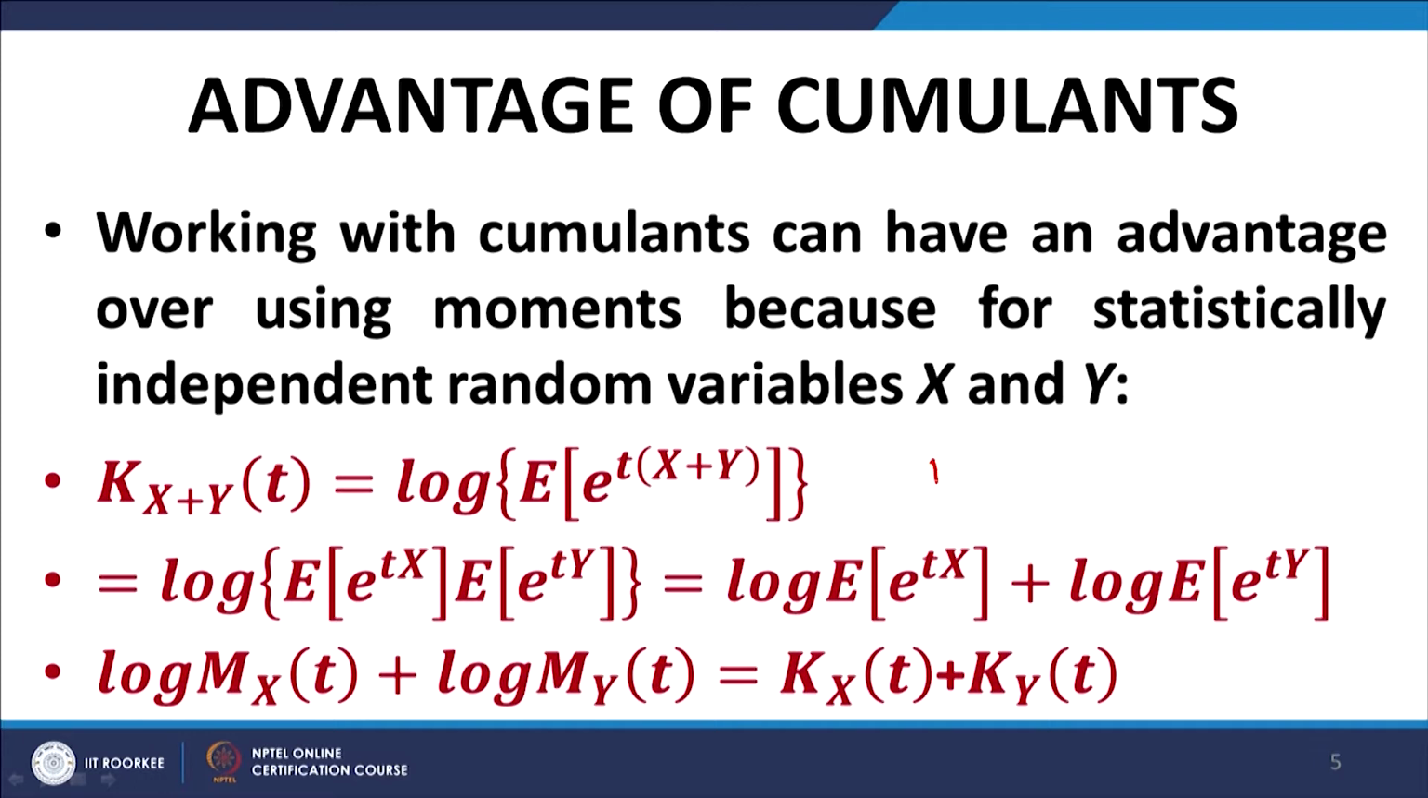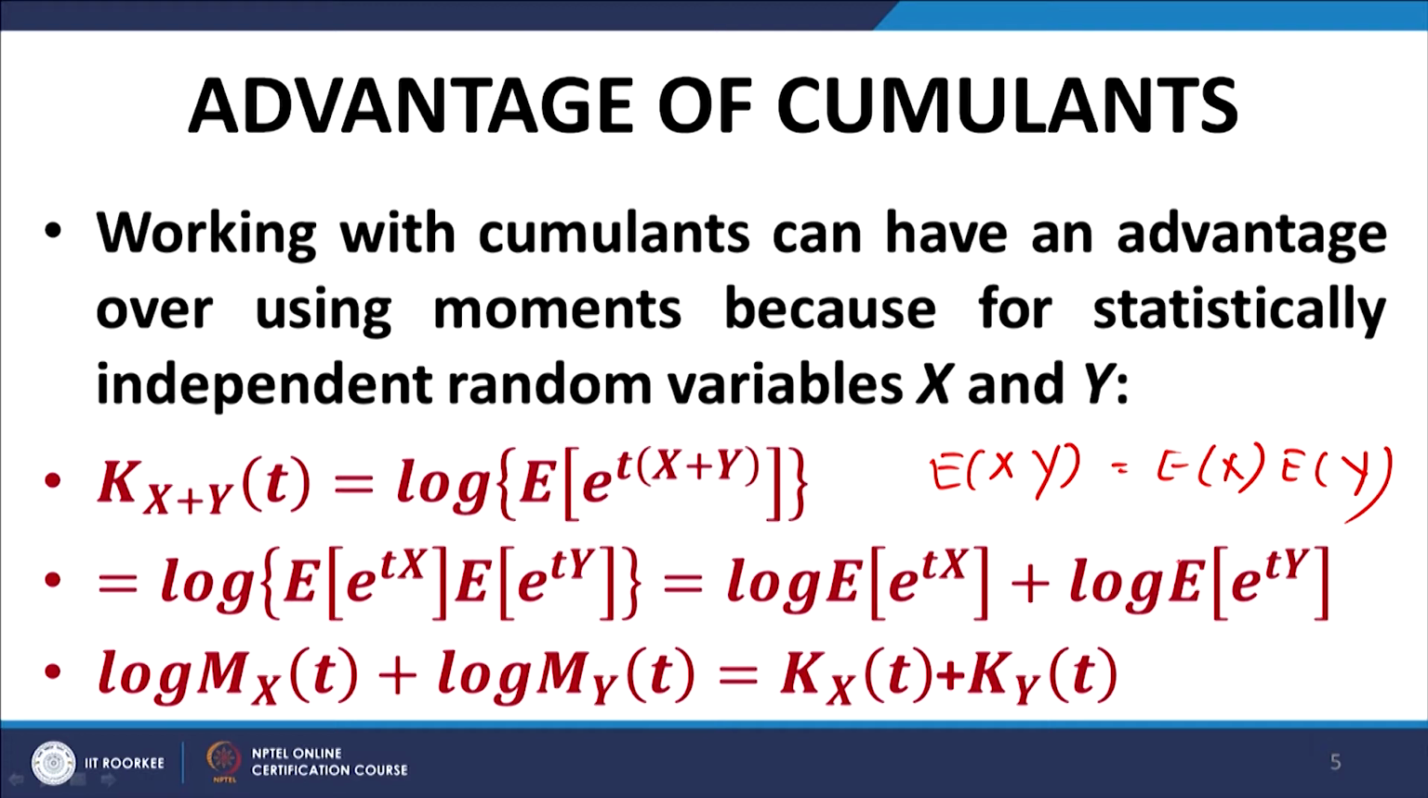For two independent variables, we know that E of XY is equal to E of X times E of Y. So, using that, I have written E exponential t(X plus Y) as E exponential tX times exponential tY, which is equal to E exponential tX times E exponential tY, all of them within the logarithm. Now, when I take the logarithm, this product translates to a plus sign, and each of these is a moment generating function.